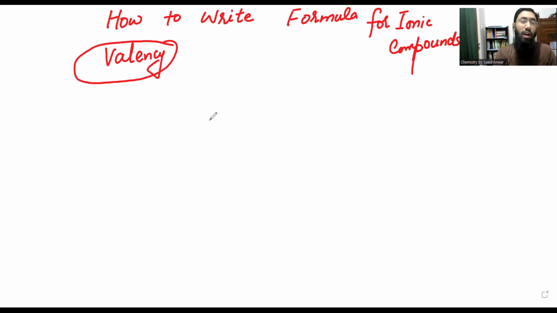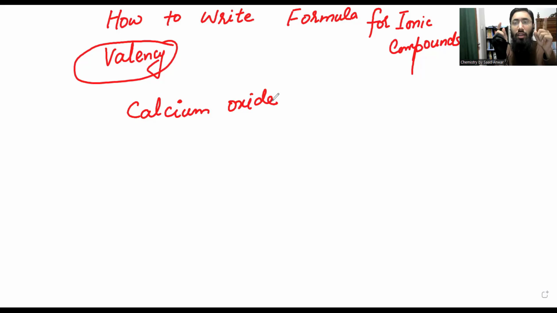Suppose I want to write the correct formula of calcium oxide. I have an ionic compound. The name of that ionic compound is calcium oxide. I don't need to memorize the formula. Even in chemistry, 98% of things we just need to understand. When I don't know what calcium is and what oxide is, what can I do? I just open the periodic table.